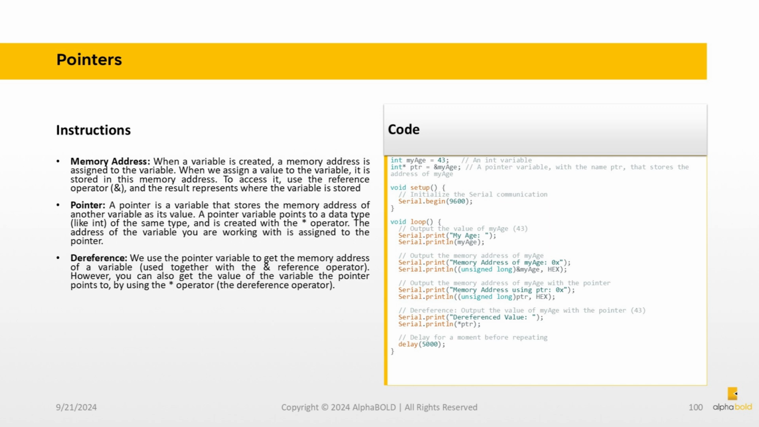Dereference. We use the pointer variable to get the memory address of a variable, used together with the reference operator, &. However, you can also get the value of the variable the pointer points to by using the asterisk operator, the dereference operator.